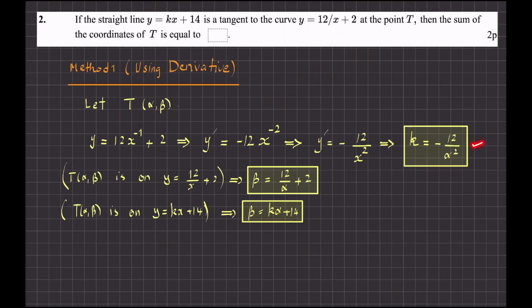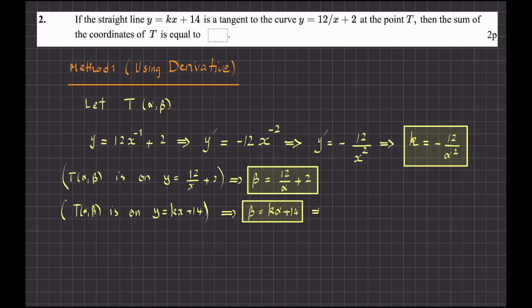Now if I ask you how many equations we have, you see that we have three equations, and how many unknowns, three unknowns. But what the problem demands is the sum of the coordinates of T. So in principle, the problem is not asking about k, the problem is asking about alpha and beta. After finding them, we have to add them up. So it means that I have to get rid of k in some way. And that is also simple, because in this equation, instead of k, I just put this expression, and then k is eliminated from my problem.